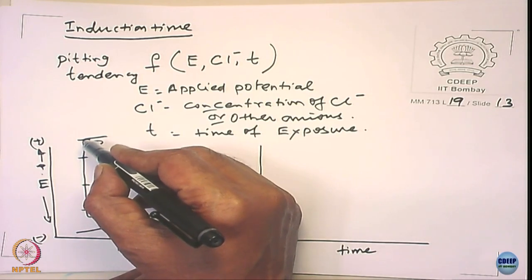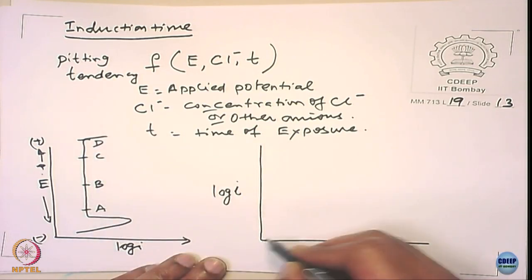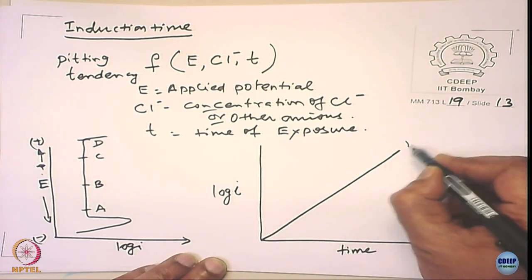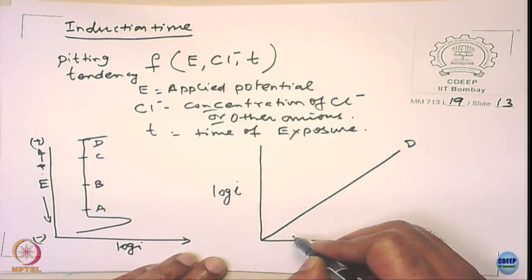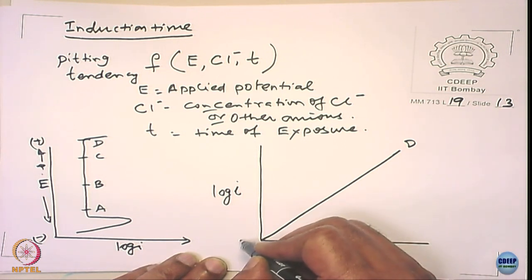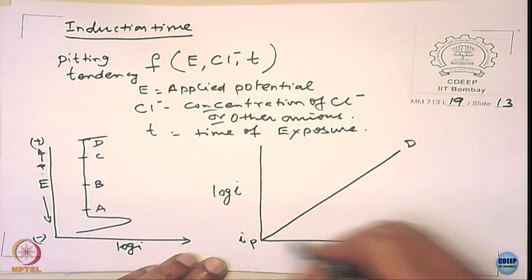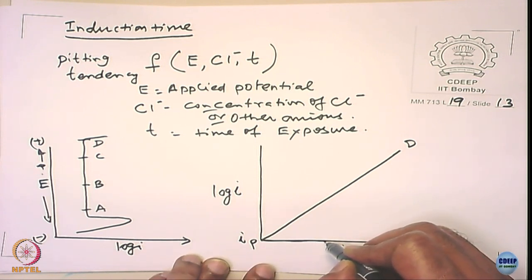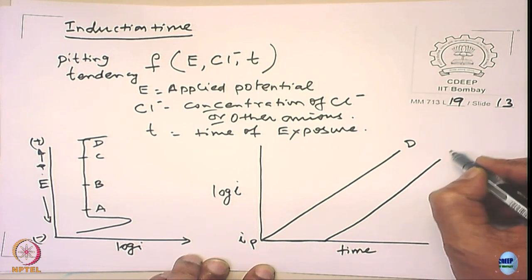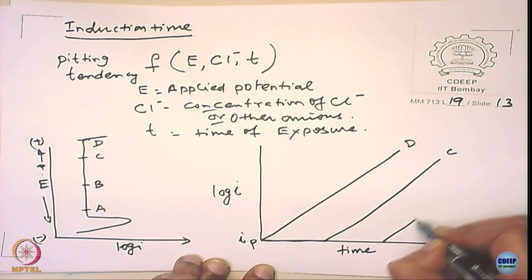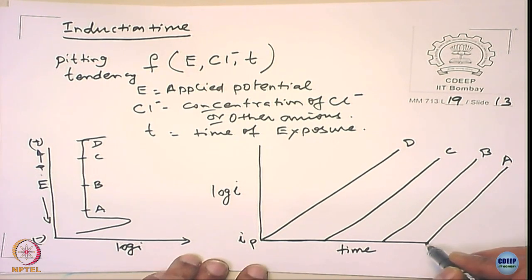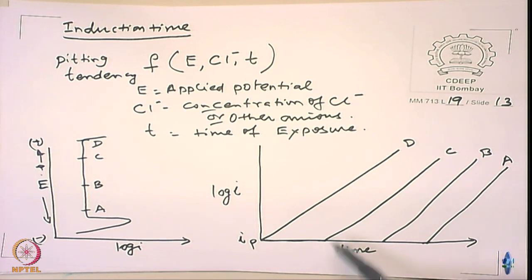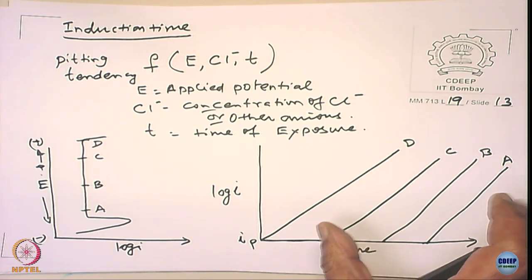If I hold at potential corresponding to the point D, the current increases at D here. See what happens? Let us say this is your IP, the base current here. The current will remain here, and then this is going to be C, this is going to be B, it's going to be A here. The increase in current corresponds to the pitting of the metal.